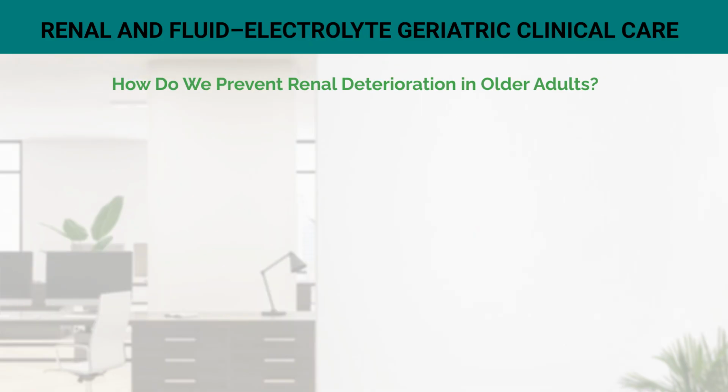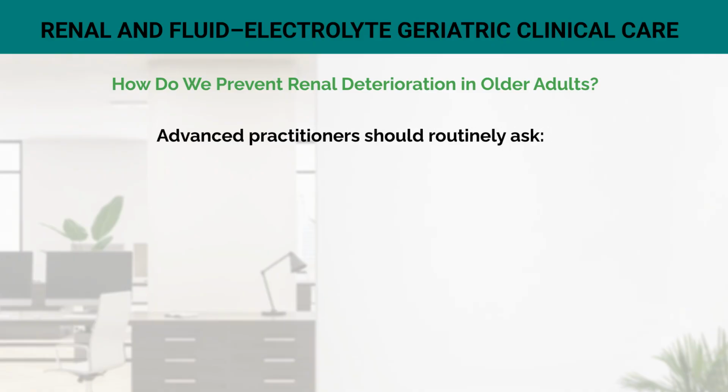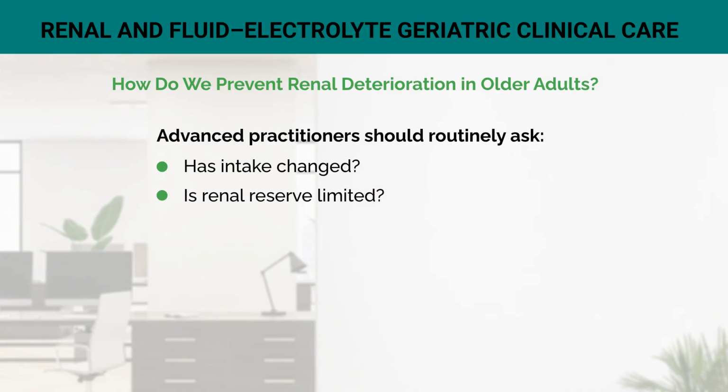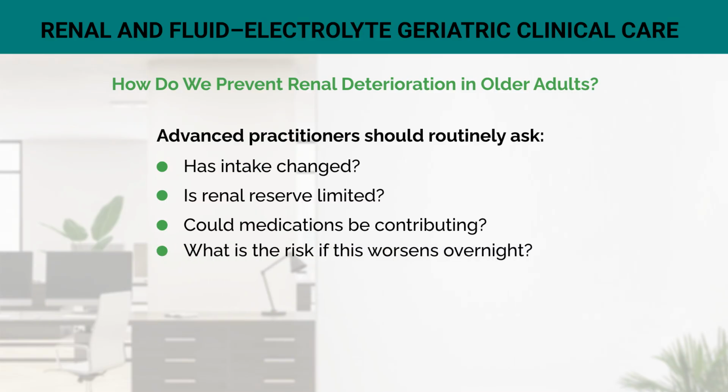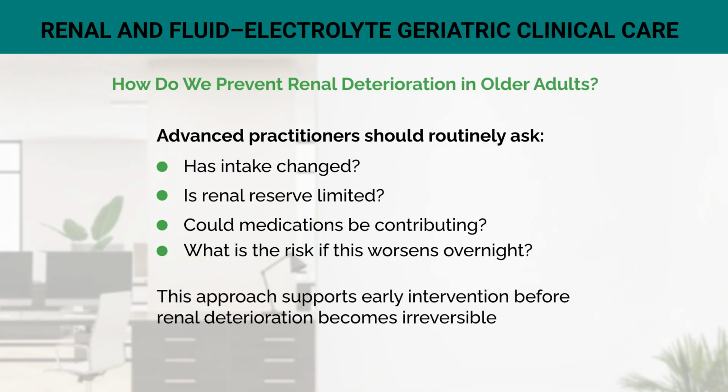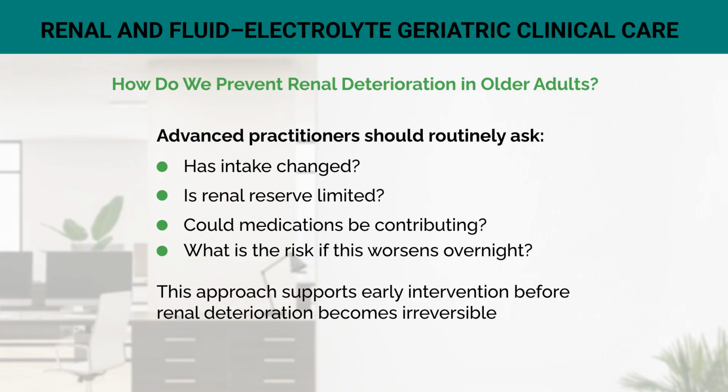In order to prevent avoidable harm, advanced practitioners should routinely ask: Has intake changed, such as the fluids, appetite, or oral intake? Is renal reserve limited, meaning higher vulnerability to small insults? Could medications be contributing, like new drugs, dose changes, or high-risk medications? What is the risk if this worsens overnight? You need to anticipate and act early. This approach supports early intervention before renal deterioration becomes irreversible.